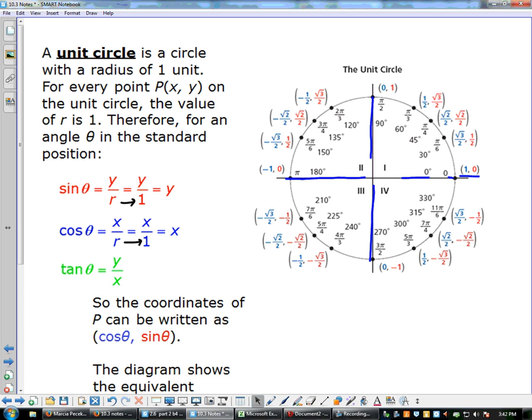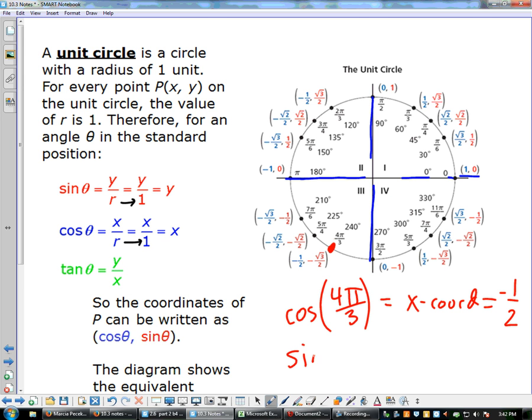So the coordinates of any point on the unit circle can be written cosine theta, comma, sine theta. For example, if we have the point here for 4 pi over 3, the cosine of 4 pi over 3 is going to be the x-coordinate of that point. So the cosine is going to be negative 1/2, and the sine of 4 pi over 3 is going to be the y-coordinate at that point. We can see the y-coordinate is negative square root of 3 over 2.